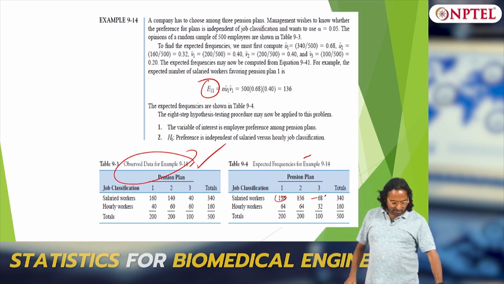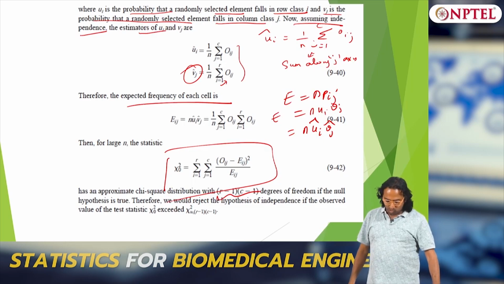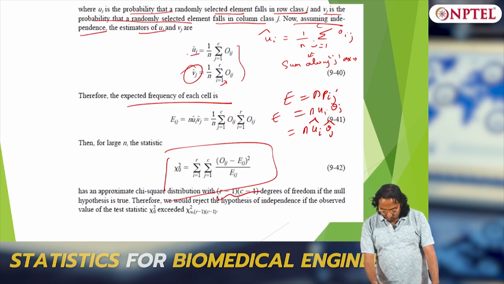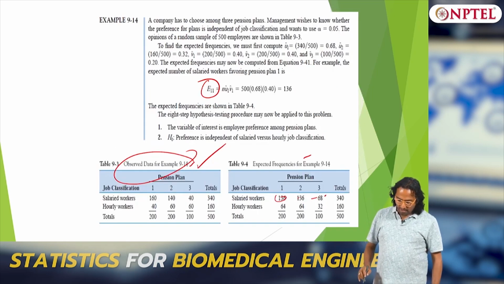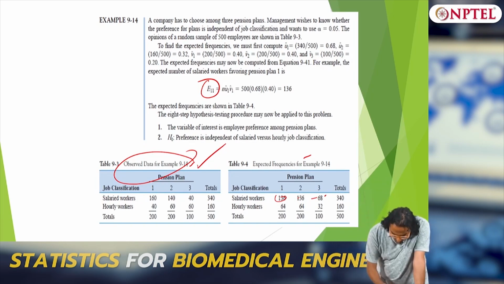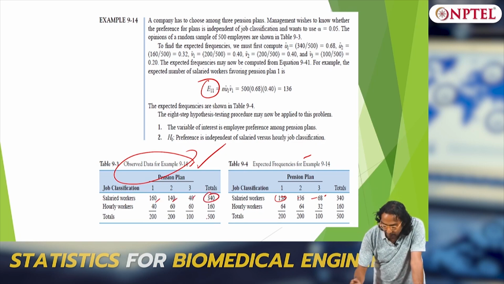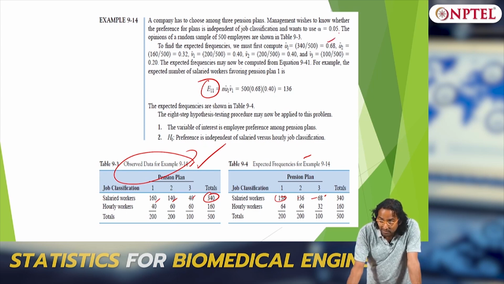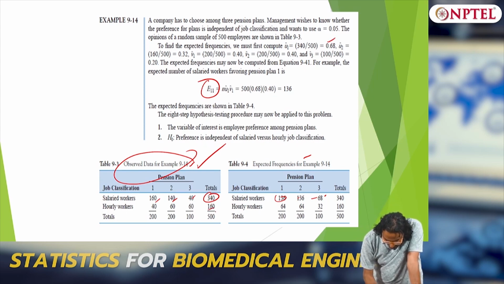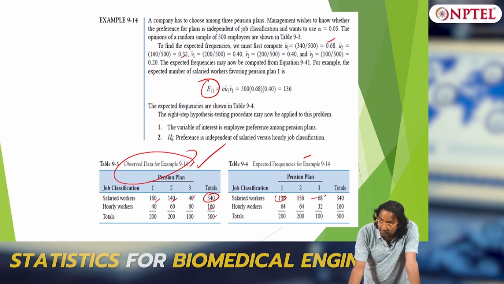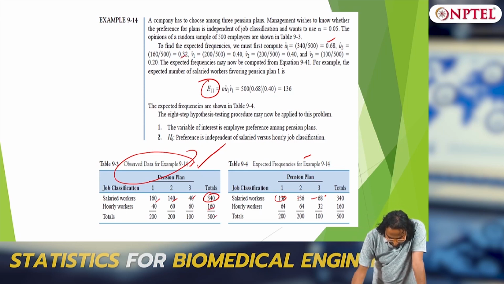So how do you compute u1 hat? u1 hat is nothing but 1 over n times the summation over j equals 1 to c of Oij for that particular row. So what is that first row? 160 plus 140 plus 40, that is 340, divided by n, which is 500. So u1 hat is 0.68. u2 hat is what? 40 plus 60 plus 60, 160 divided by 500, that is my u2 hat. Similarly what is v1 hat? v1 hat is 200 divided by 500, v2 hat is 200 by 500, and v3 hat is 100 by 500, clear.